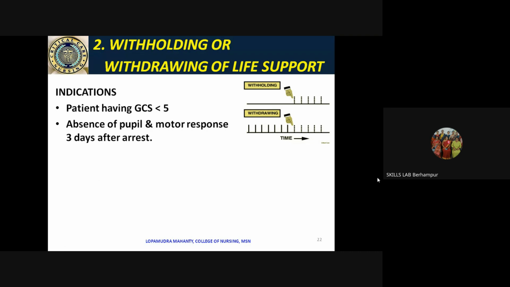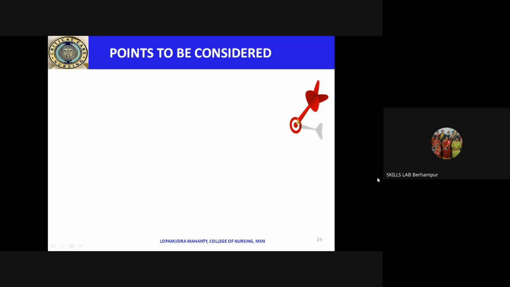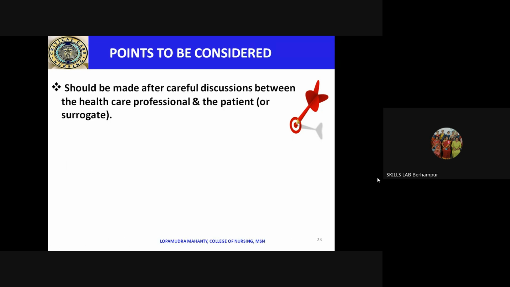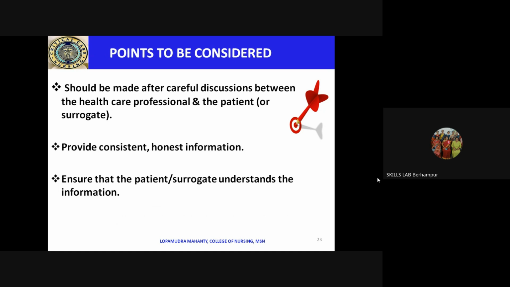Then absence of pupil and motor response 3 days after the arrest. After cardiac arrest, only ventilation is going on, but the patient is totally unconscious, comatose, with absence of pupil and motor response after 3 days. Then points to be considered. The decisions should be made after careful discussion between the healthcare professionals and the patient or the surrogates. Then provide consistent, honest information. Then ensure that the patient or surrogate understands the information.